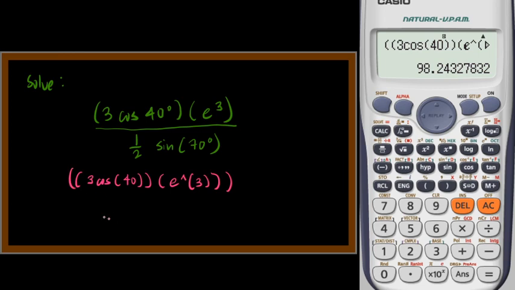So close parenthesis, close parenthesis, then you input the fraction, so that will be the display, then you have open parenthesis, then you will have 1/2. Okay, then you have sine 70, open parenthesis 70, and this will be close, and your answer for that one from the calculator will be 98.24. Make sure, because you are dealing with a trigonometric function, that your angles are in degrees.